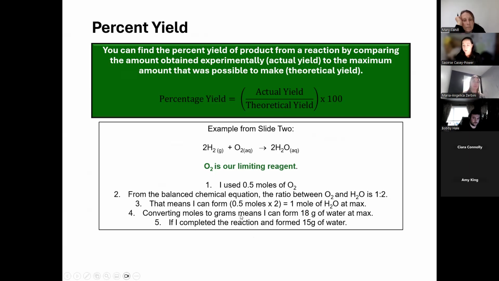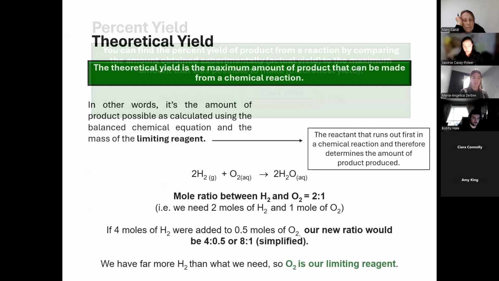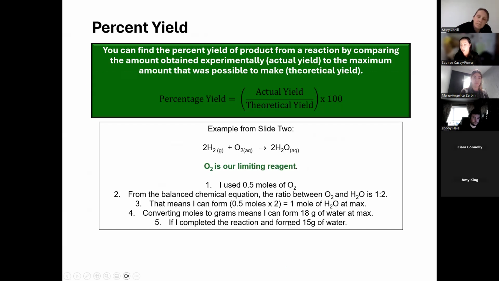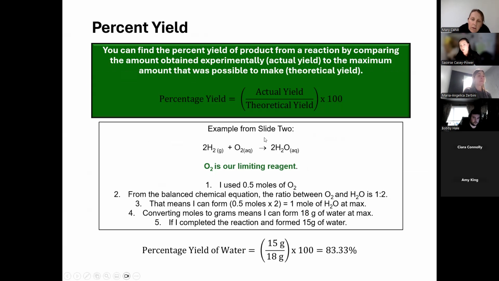Say, for example, I completed the reaction and I only formed 15 grams of water. Sorry guys, I don't know why that's jumping back. I can form at most 18 grams. My percentage yield would be my actual or experimental yield, which is 15 grams, divided by my 18, or my theoretical yield, and multiplied by 100. If I look at the efficiency or the yield of that reaction, it would only be 83% rather than 100%.